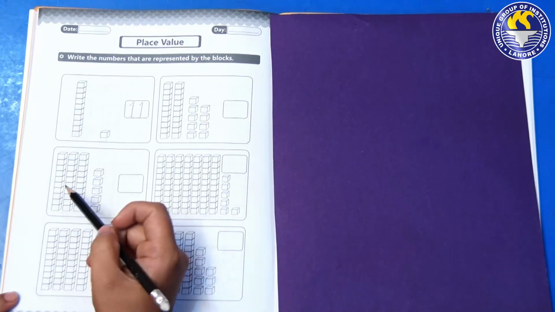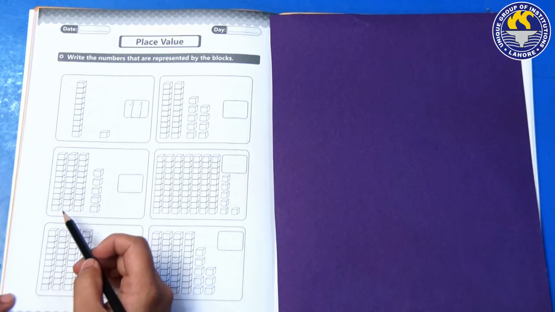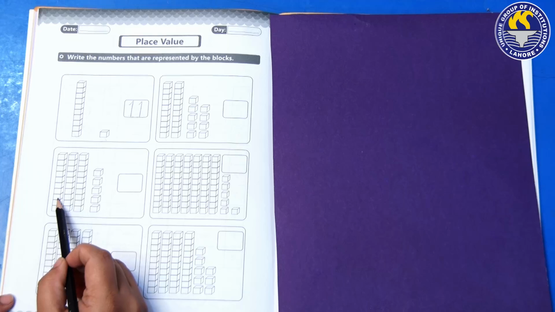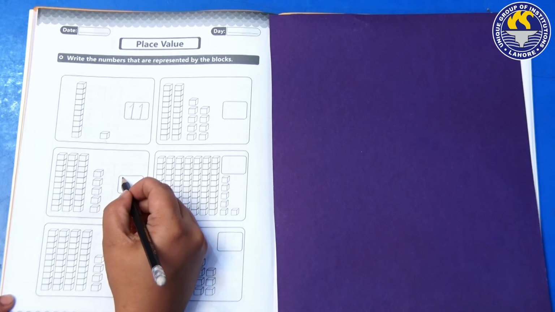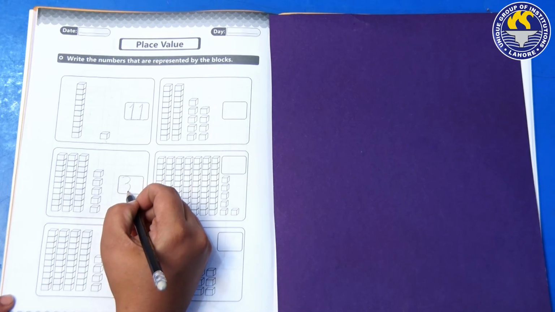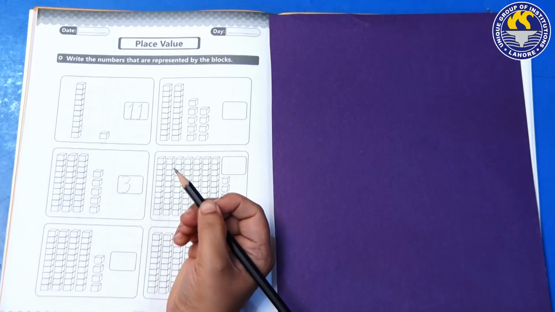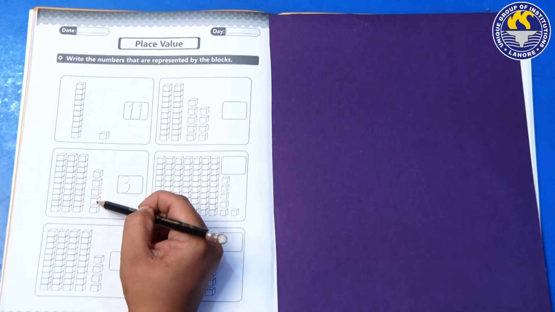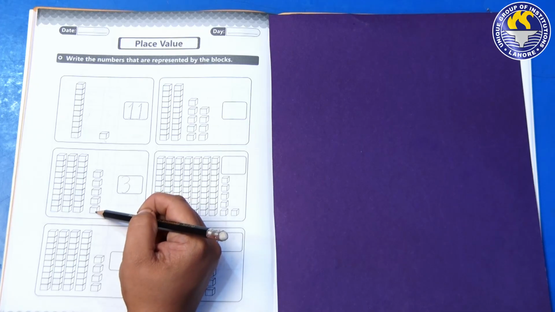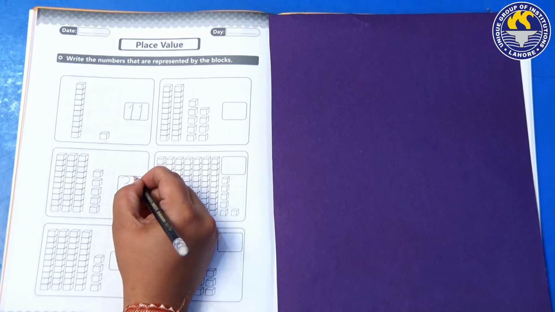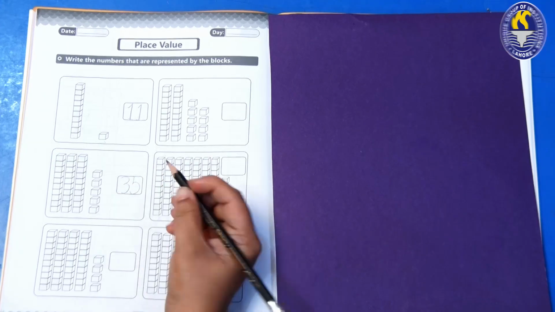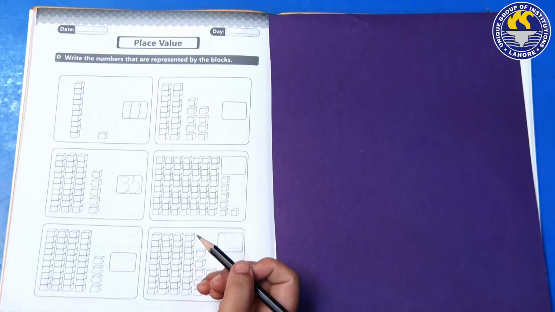Very good. Now let's count the tens first. 1, 2, 3. How many tens do we have? 3. First we will write number 3. And now let's count the ones. 1, 2, 3, 4, 5. How many ones do we have? 5. The number will be 35.